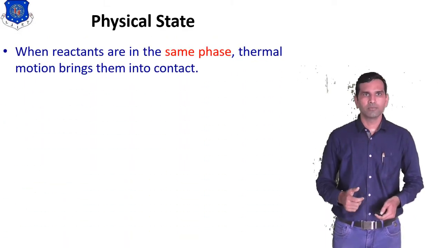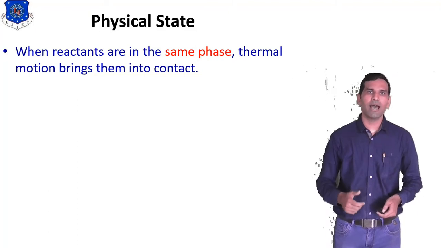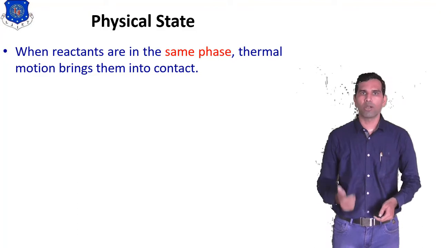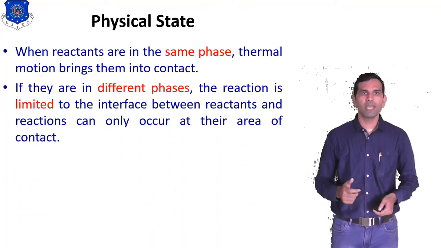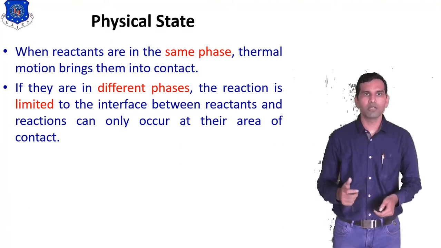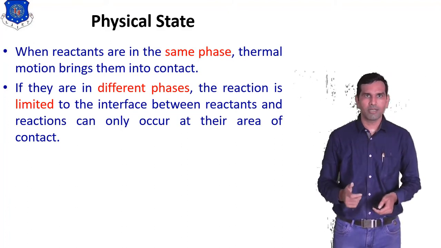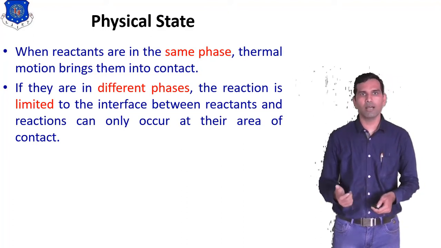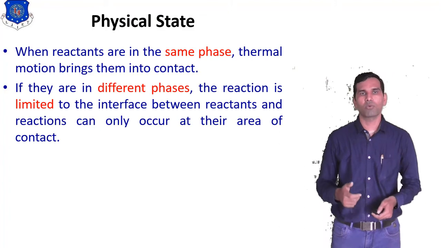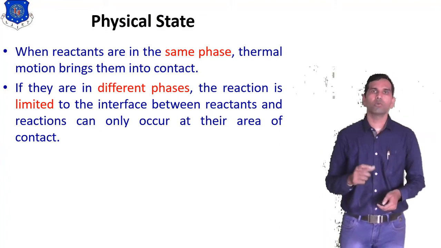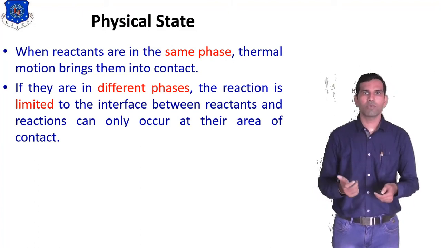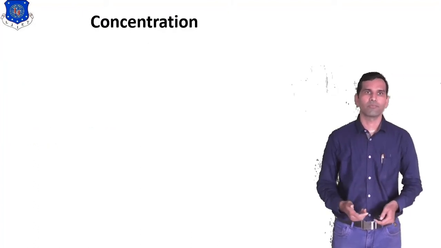When reactants are in the same phase, thermal motion brings them into contact. If they are in different phases, the reaction is limited to the interface between reactants and can only occur at their area of contact. So when two reactants are in the same phase, like liquid, the reaction process is done very fast.